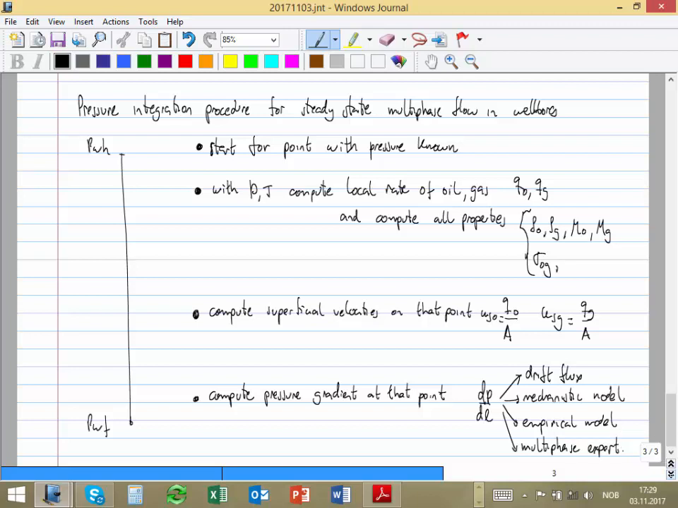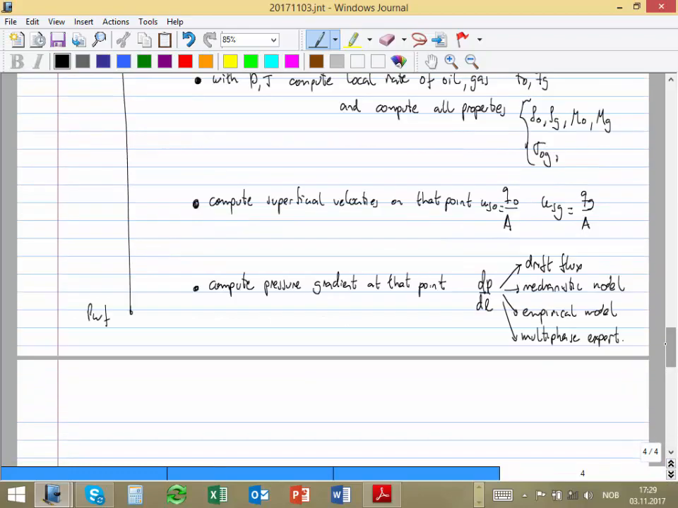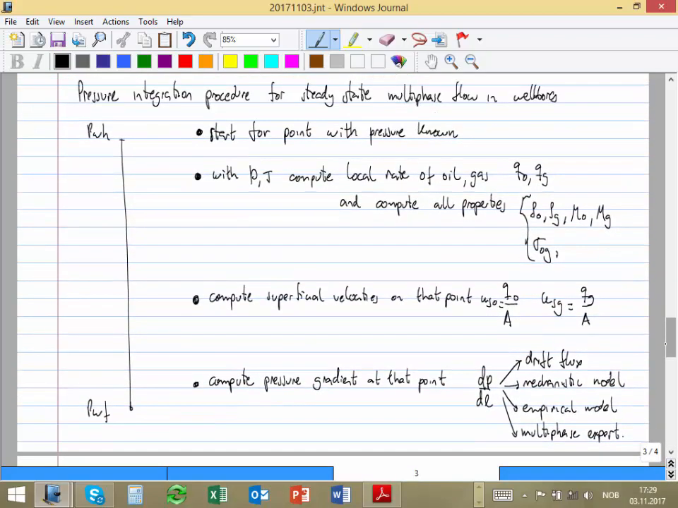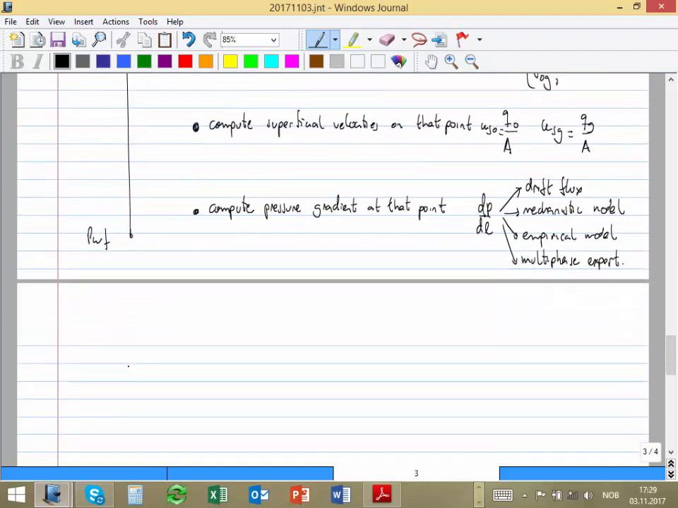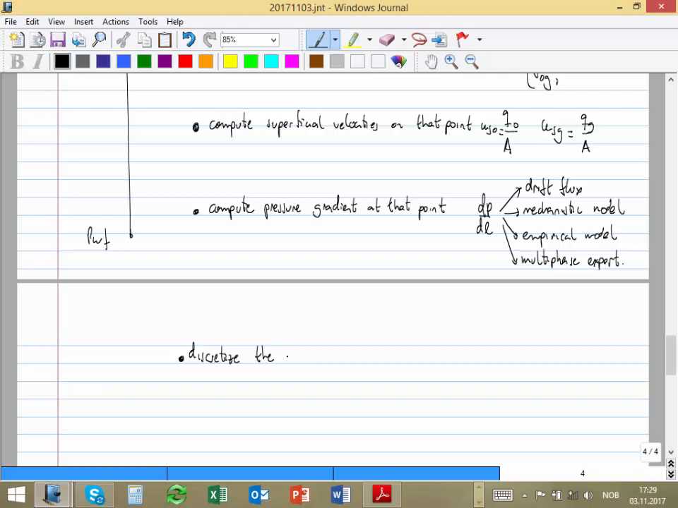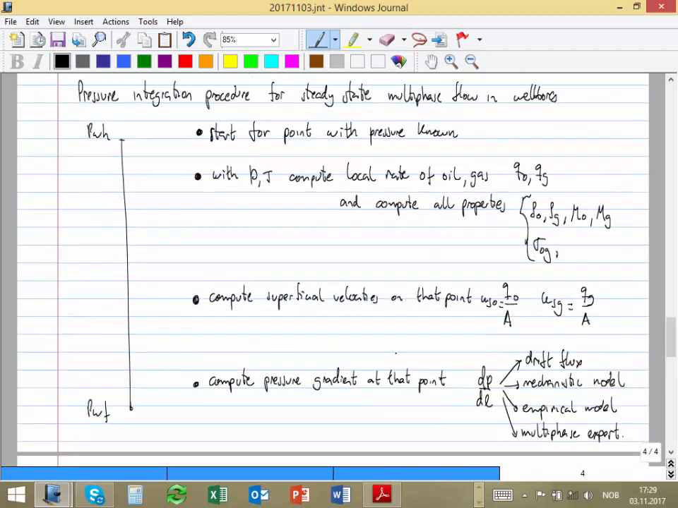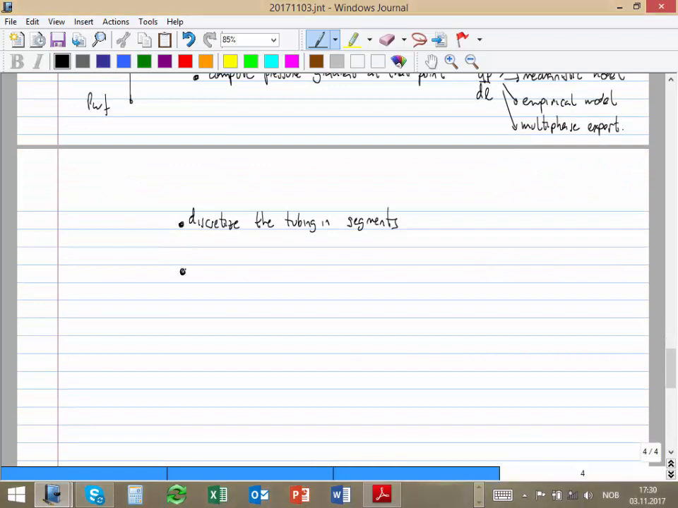Okay, and after we have that, then we have to discretize the tubing. Discretize the length of the tubing in segments. Then we say, for example, we have P1, P2, P3, P4. Okay, and then you have to integrate.